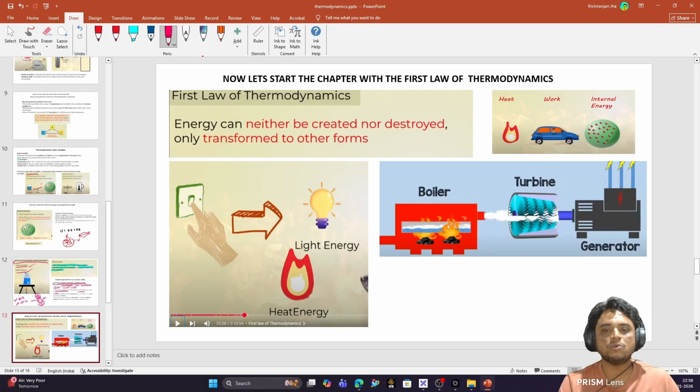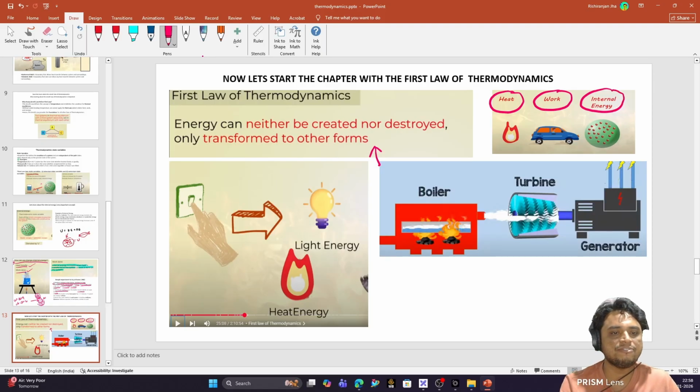That was in my own words, but if I were to talk in terms of the definition, energy cannot be created nor destroyed, but it can be transferred from one form to another form. So what does the first law of thermodynamics include? After understanding the first law of thermodynamics, you will come to know that it includes the concept of heat, the concept of work, and the concept of internal energy, right?